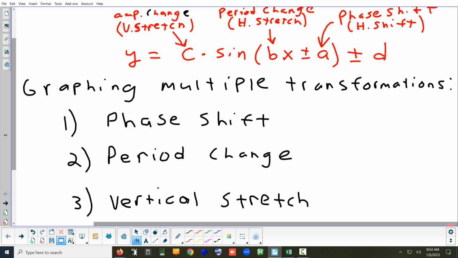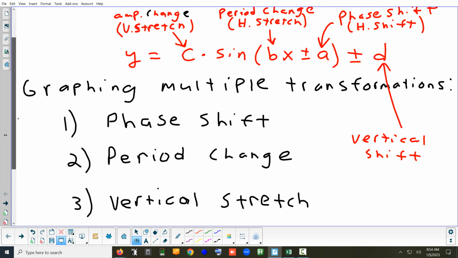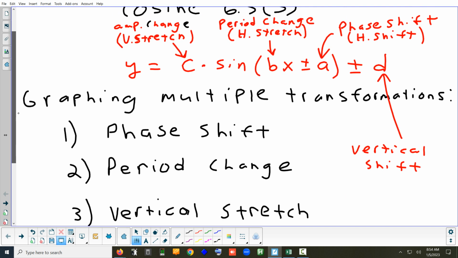And the last one is D. I'm just going to put it down there. You are outside the argument, and you are either adding or subtracting. What would that do? Yep, that's your vertical shift. And there really isn't another name for that I can put in parentheses. It's just called a vertical shift.